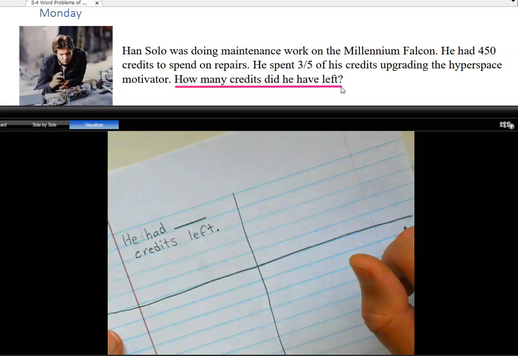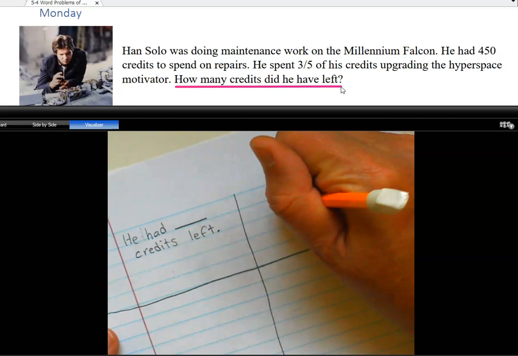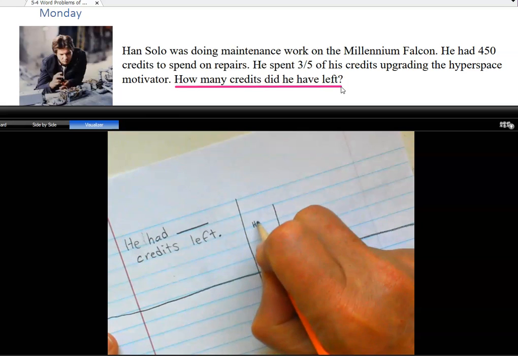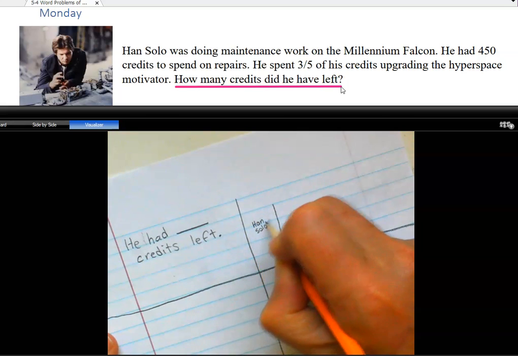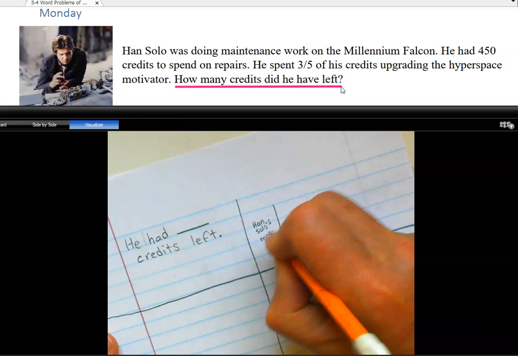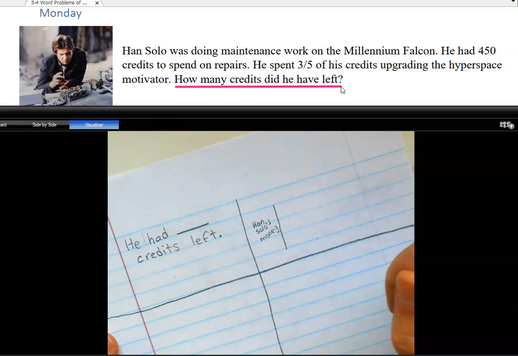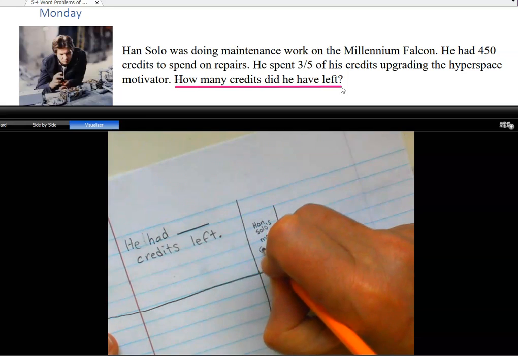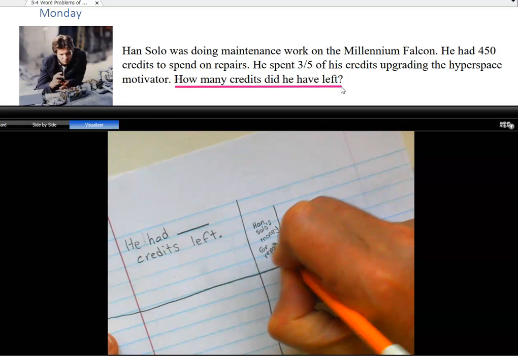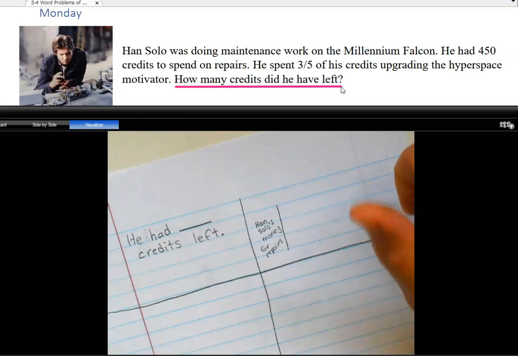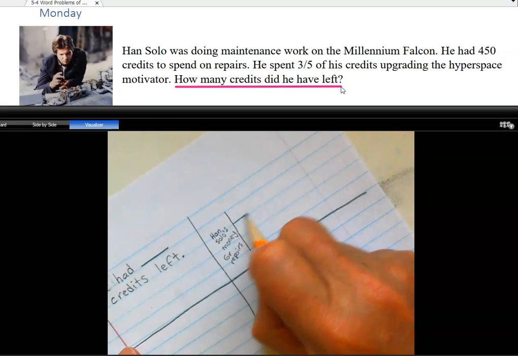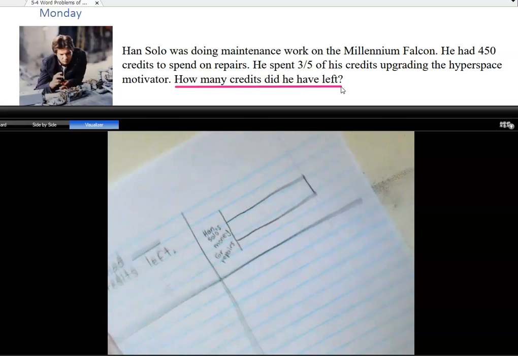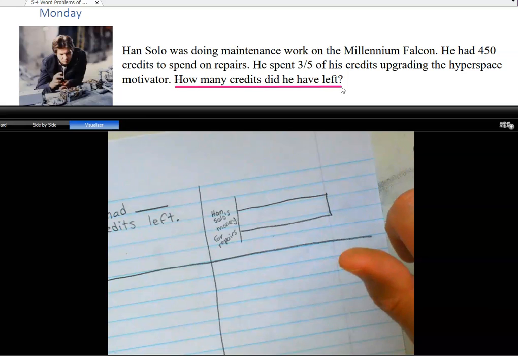On this one, I think I'm going to be talking about Han Solo's credits, and that's Star Wars money. So I'll put here Han Solo's money. And I could even say for repairs, but the big thing is money. It's just money for repairs. I'm going to make one unit bar to show that. So this unit bar will be showing all the credits that he had for repairs.